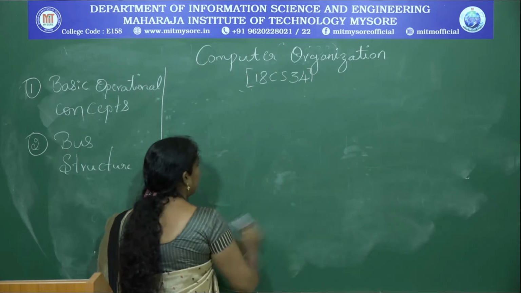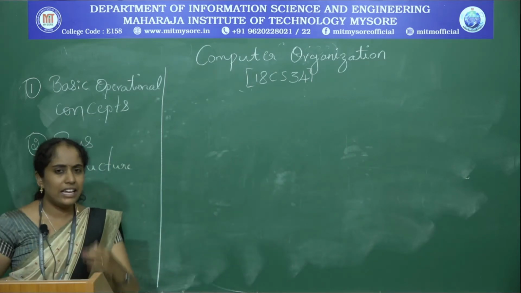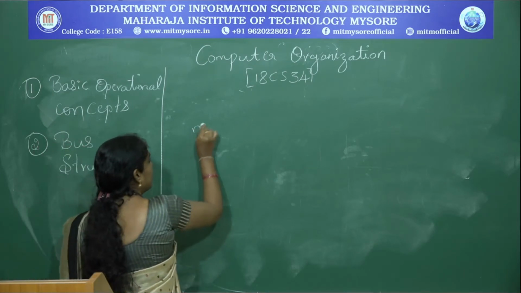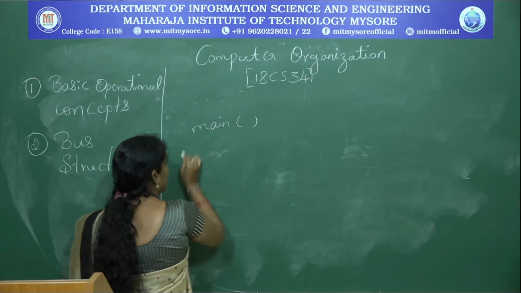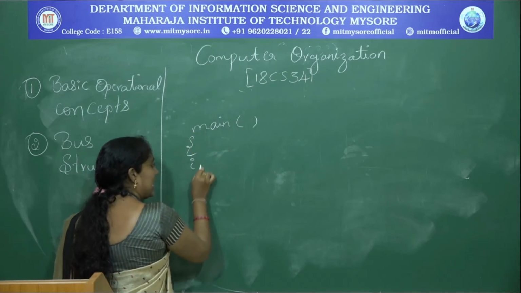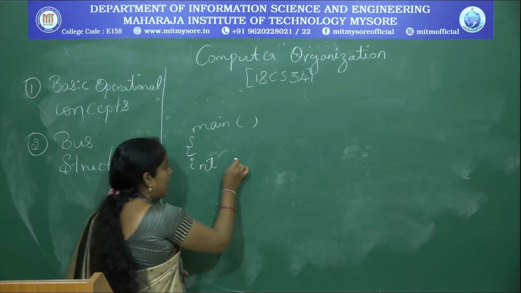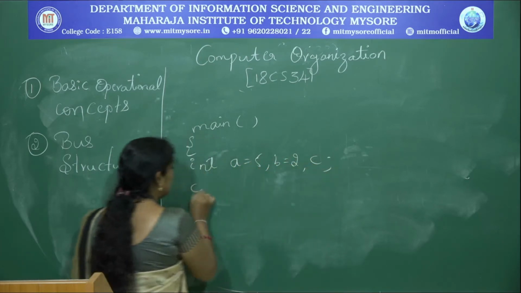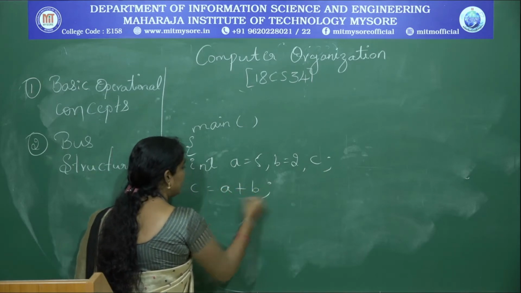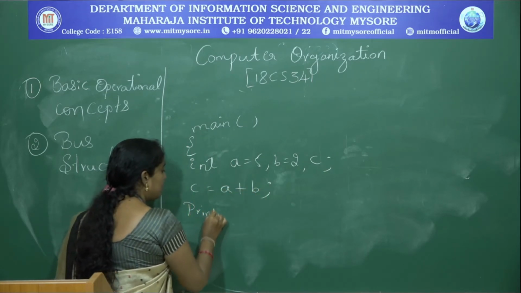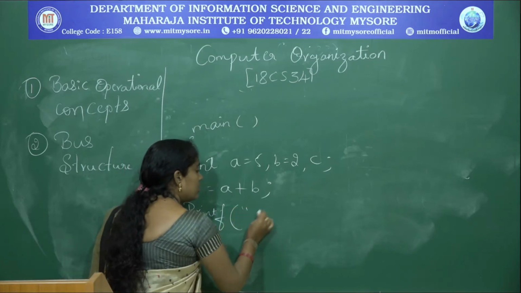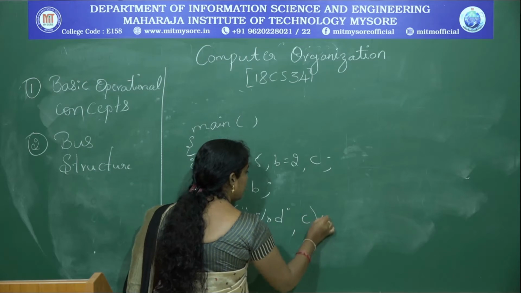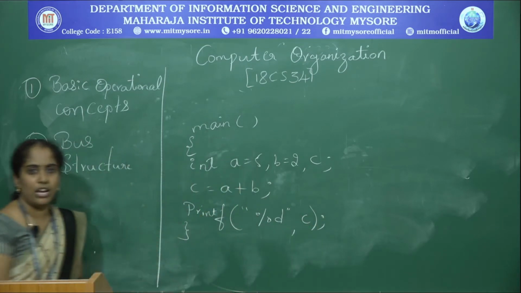In the basic operational concept, take an example of a C program, addition of 2 numbers. Here is your main function, and next the declaration part, int a is equal to 5, b is equal to 2, and c is equal to a plus b. Then we will use a printf statement with %d and c. This is your C program.